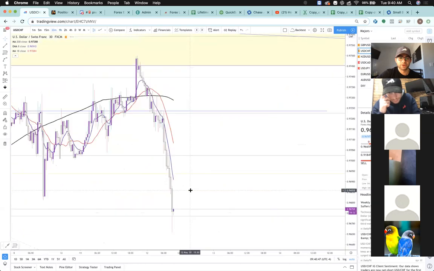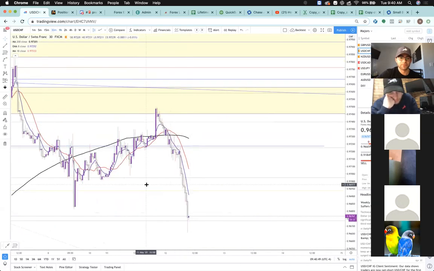I'll go between the 30-minute and 1 hour. Again, I'm very wary of the wicks. As these wicks happen, this is not an indication for me to enter, for good reason. So I'll be looking at the wicks and waiting for some solid closures below. This is obviously a huge confluence with the 200 and everything.